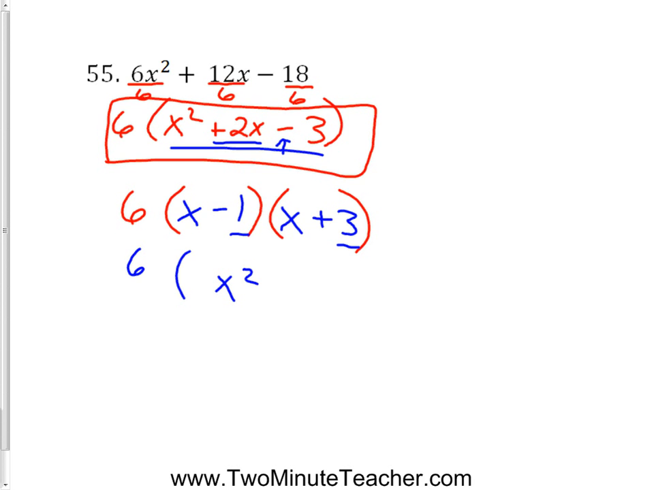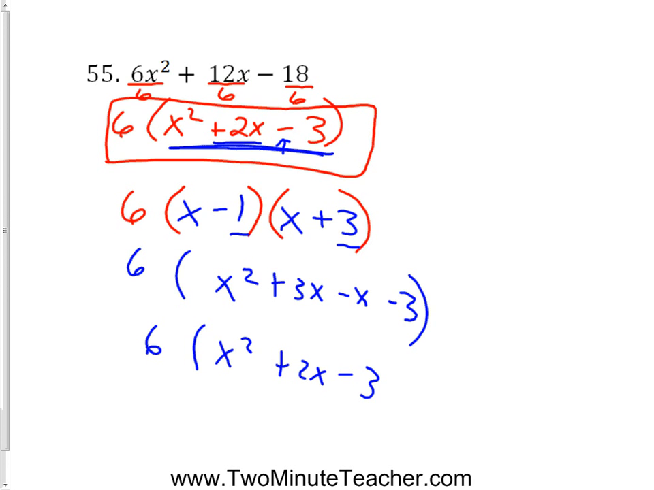I still have my 6 on the outside here. And then I have outside plus 3x, inside minus x, or minus 1x. And the last is minus 3. Final answer, 6x squared plus 2x minus 3, and that's what I had.